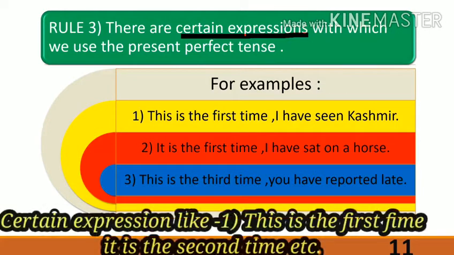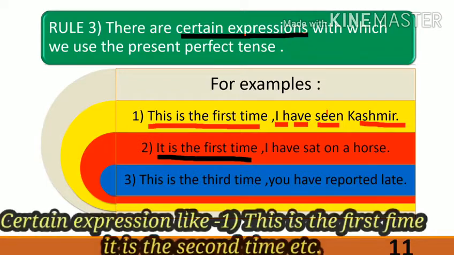For example, this is the first time I have. Here the word I is a subject, have is a helping verb, seen is V3, and Kashmir is an object. So now you can say I have seen Kashmir. This is the first time I have seen Kashmir. That means whenever you say this is the first time, this is the second time, this is the third time, this is the fourth time, these are the expressions, and with these expressions we always make use of the present perfect.